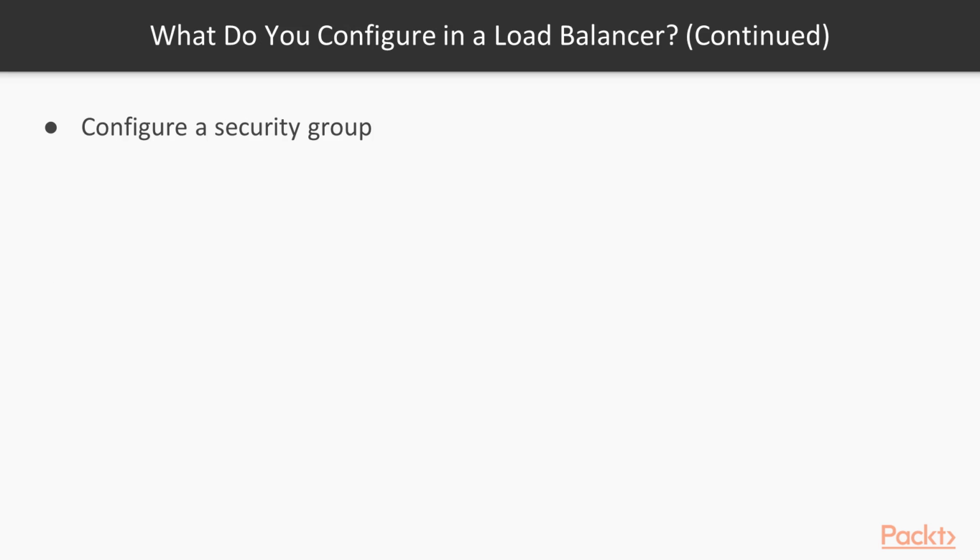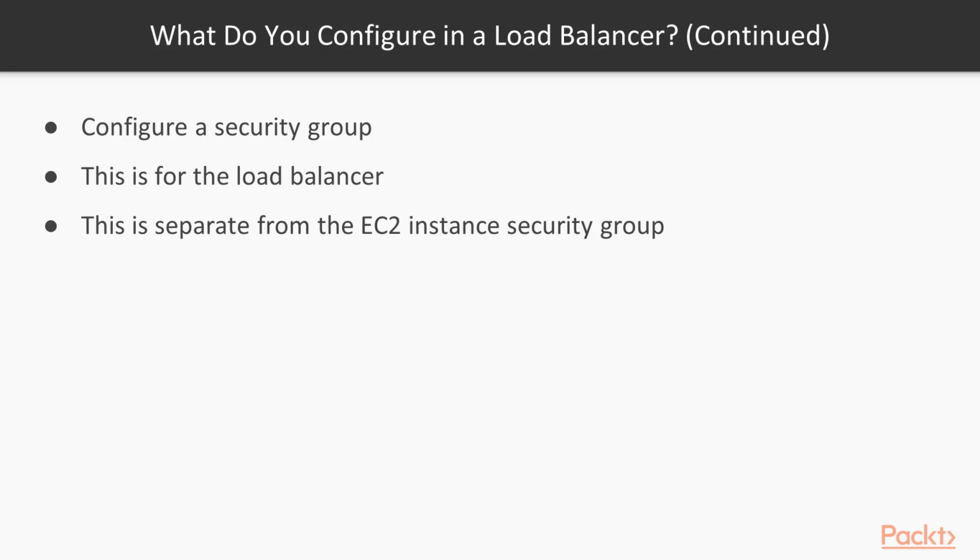You will also configure a security group. Now remember, this security group is for your load balancer. This is separate from your EC2 instance security group. So this security group for the load balancer will control the incoming traffic from the internet, whereas your EC2 instance security group will control the traffic that's coming from your ELB. So these are the core differences.